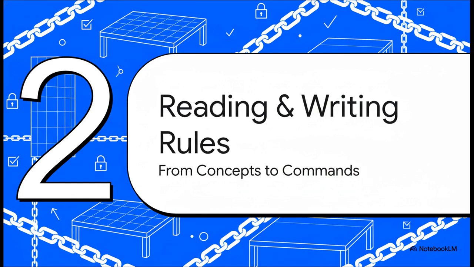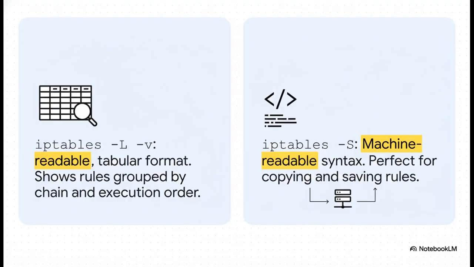Now let's see how this whole structure translates into the actual commands you're going to use to manage your firewall. So there are two main ways you're going to want to look at your rules. The command iptables -L -v gives you this nice, clean, human-readable table. It's perfect for just getting a quick overview. But then there's iptables -S. This one outputs the exact command syntax for every rule. This is awesome for backing up your configuration or even scripting your entire firewall setup. One is for your eyes, the other is for your scripts.